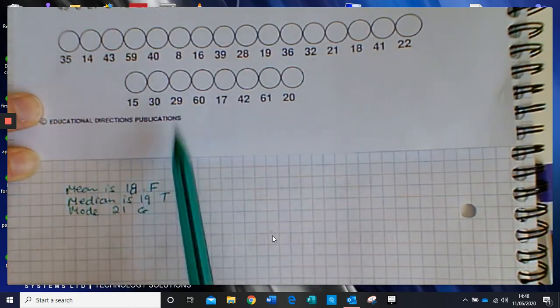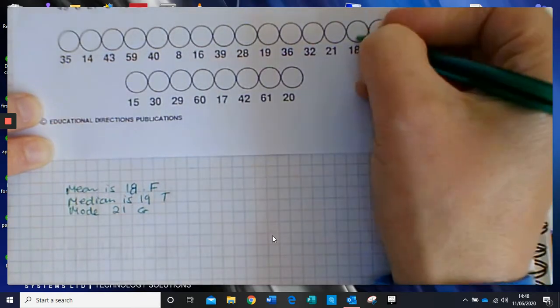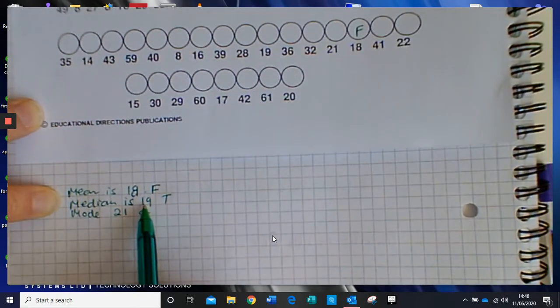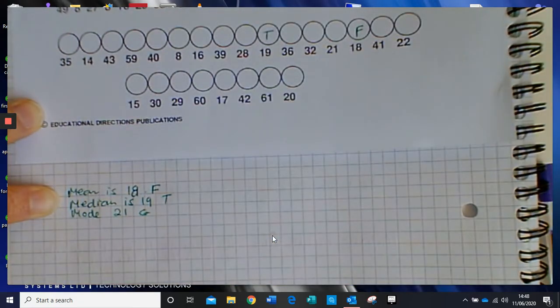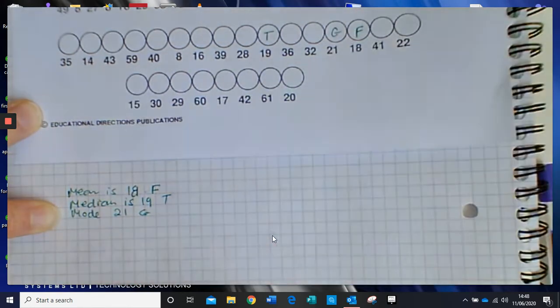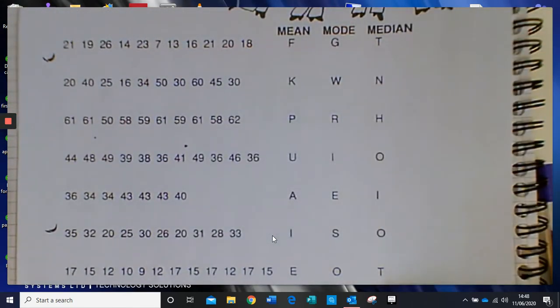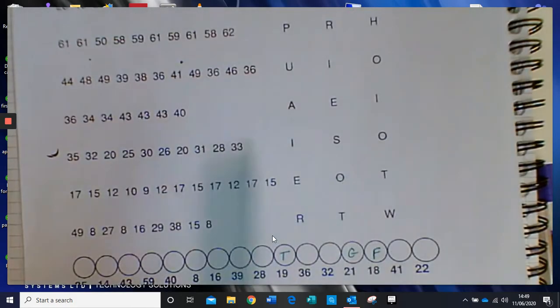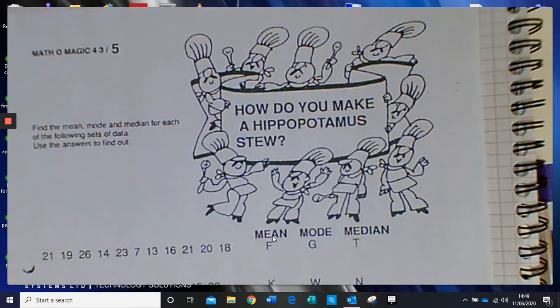So, having a look, number 18 is an F. Let's find 18. Oh, there's 18. I'm going to put F here. Then number 19 will be a T. Put a T there. And the mode is G, so 21 is G. Excellent. Now what you're going to do is work through the rest of the questions, and that is going to reveal the answer to the question, which is, how do you make a hippopotamus stew?